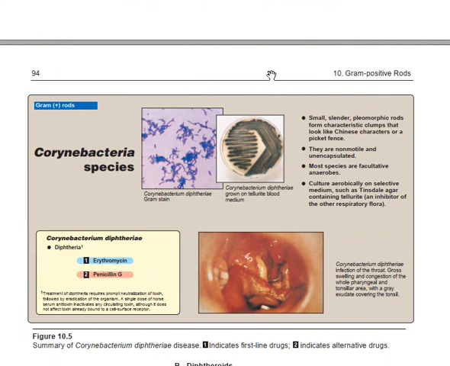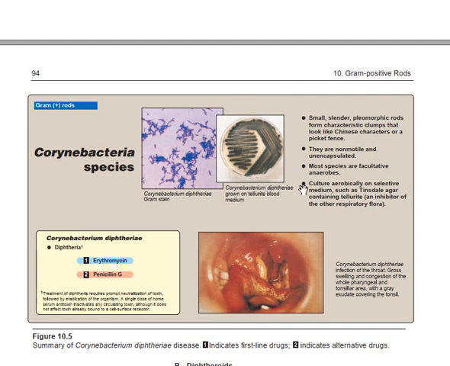Let's visualize a small summary on Corynebacterium species. Corynebacterium diphtheriae is gram-positive, as you can see here, and rod shaped. When you place Corynebacterium diphtheriae on a tellurite blood medium, it appears with this pattern of growth.